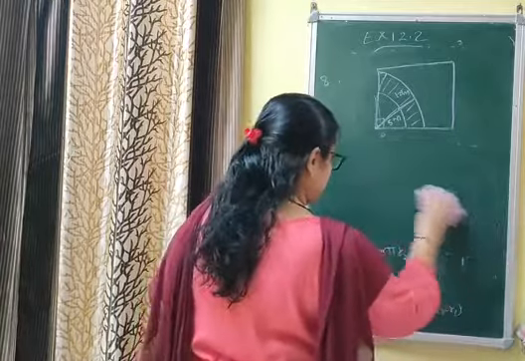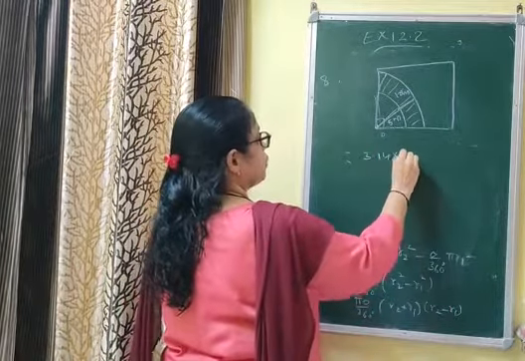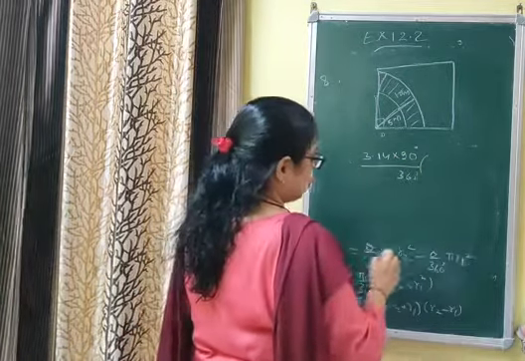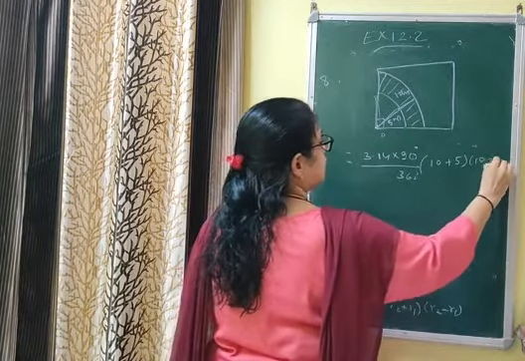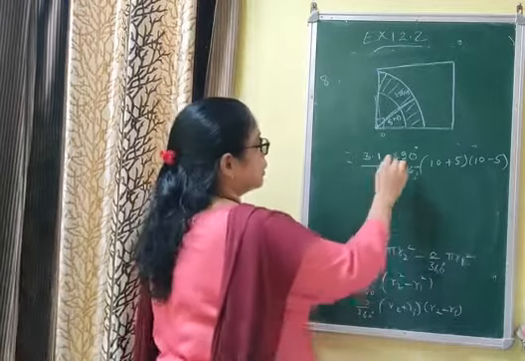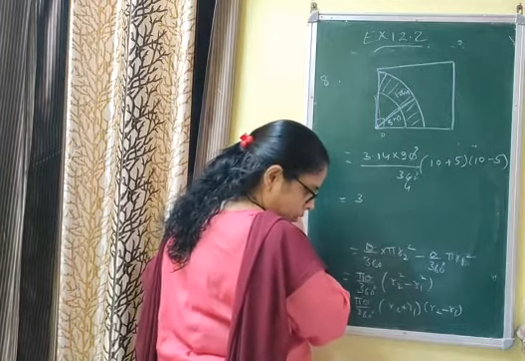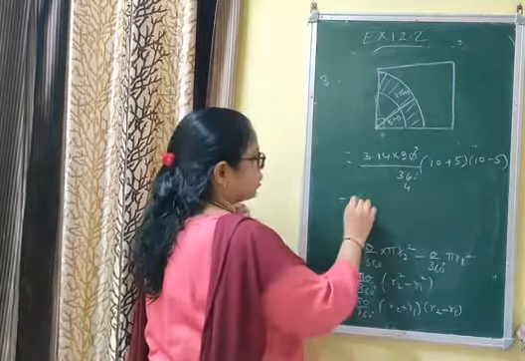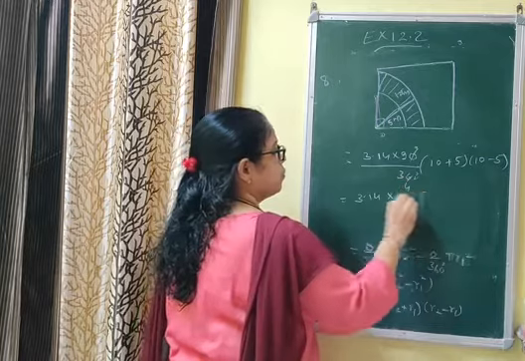Now you can put the values. Pi is given as 3.14 into 90 degree by 360 degree into r2 and r1 is 10 plus 5 into 10 minus 5. That is, this becomes 4. Let me check once more. That is 3.14 into 15 into 5 by 4.